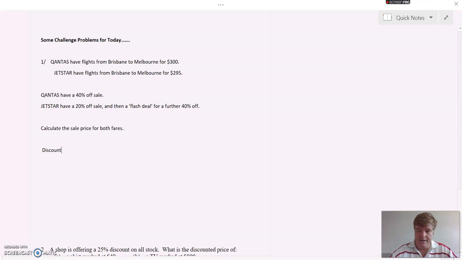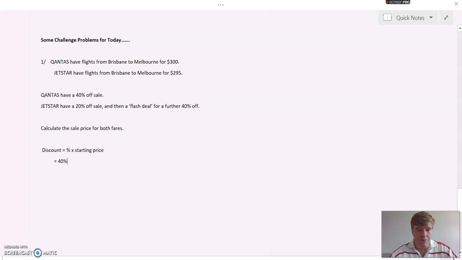Discount is going to equal the percentage multiplied by the starting price. So it's going to equal 40% multiplied by $300. I will just check with my calculator, I think it's going to be $120. Sorry, the calculator's not working. So I'll pop it into the calculator, 40 divided by 100 multiplied by 300. So discount equals 120.